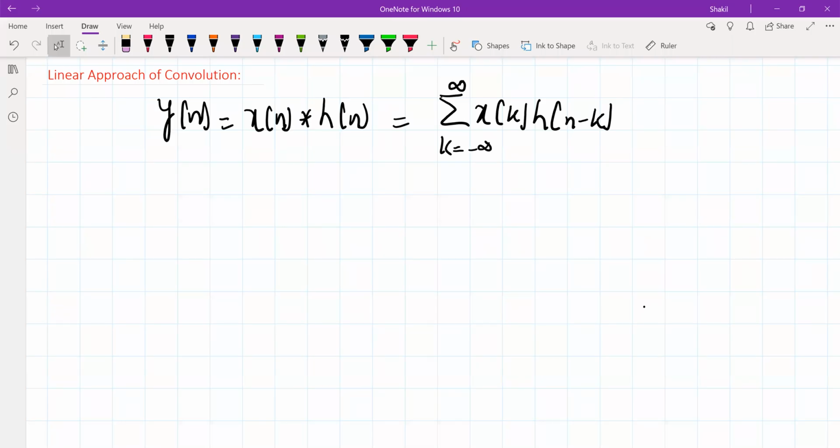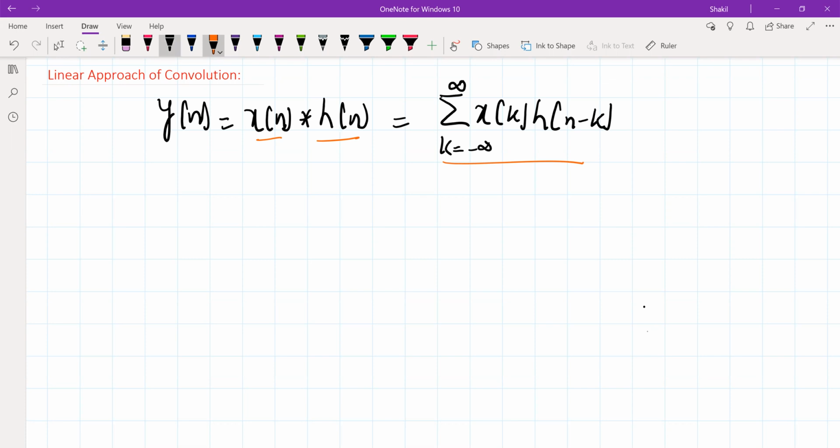Welcome. In this session, we'll learn one more approach of this convolution that's called the linear approach. Convolution is defined as y of n is a convolution between two sequences, x of n and h of n. In terms of sum, we can express it like this. In this session, we'll learn how to evaluate this convolution sum using the linear approach, and I will illustrate it two ways.